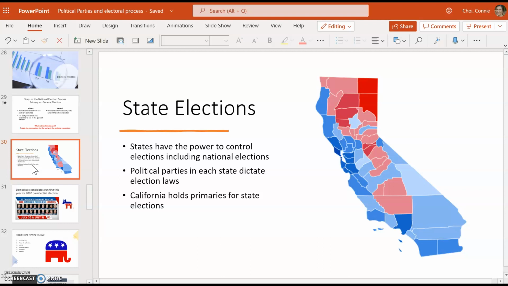Now, in state elections, it's a little bit different because each state has its own way and method of determining who and how the primaries work. In the state of California, we do use a primary election in which the two top runners basically move up into the state race.